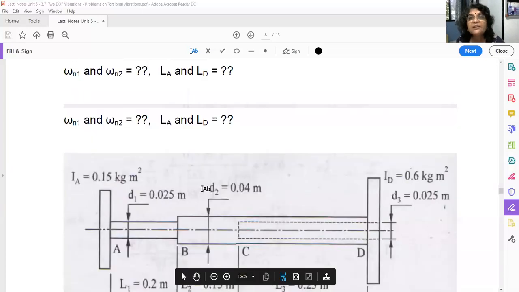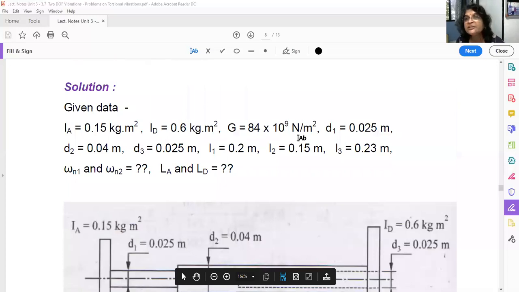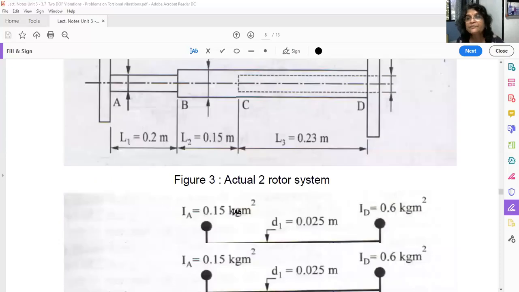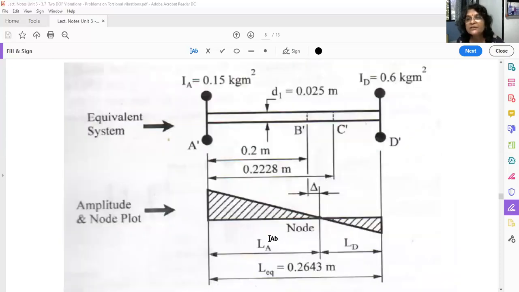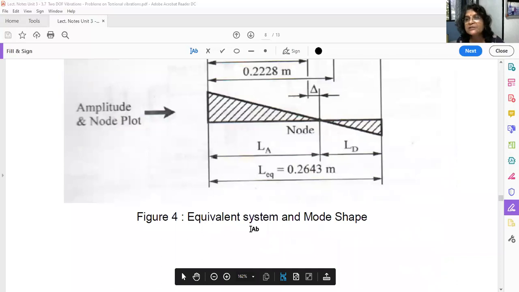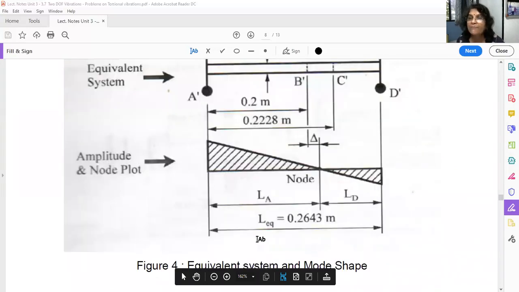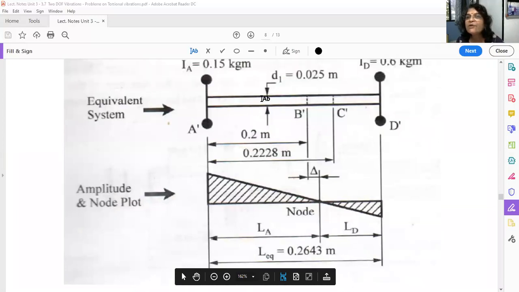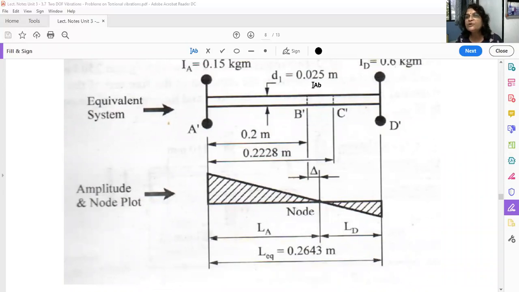So what is given? IA and ID are given, G is given, D1, D2, D3 are given, L1, L2, L3 are given. We have to find out omega n1 and omega n2, and also the distance of the node point. This diagram is known as the equivalent system and mode shape, or amplitude and node plot. This is your equivalent length and this is the equivalent diameter. Here we have assumed DE is equal to D1, that is 0.025 meter.